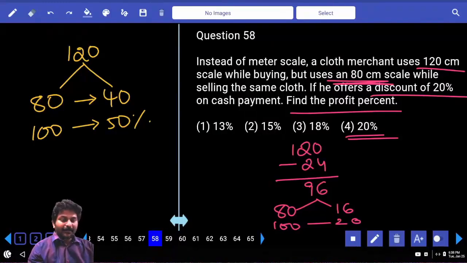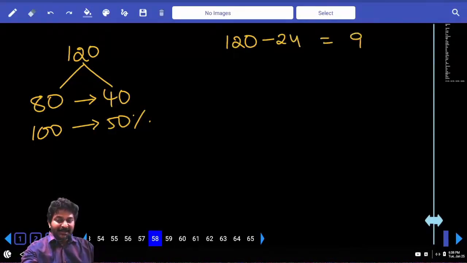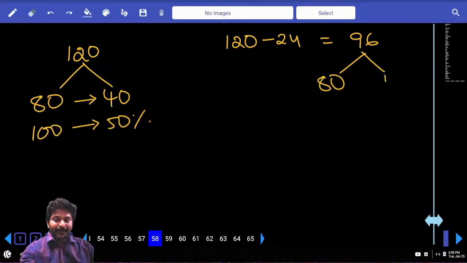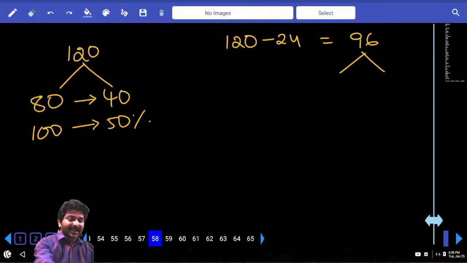Understood? But now he is giving 20% discount. So I must subtract 20% of initial value 120, which is 24. Now the value becomes 96. Out of 96, customer gets 80. Profit at merchant side 16. Percentage per 100, how much is it? It becomes 20.